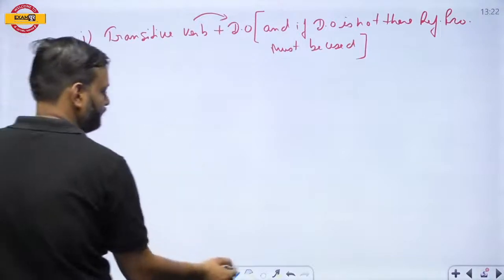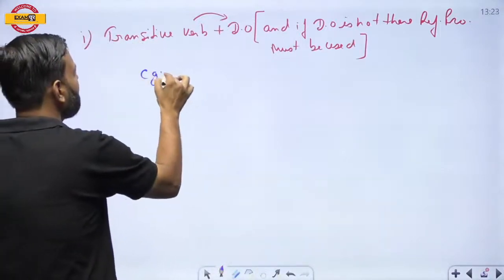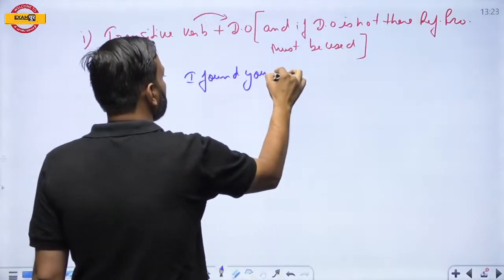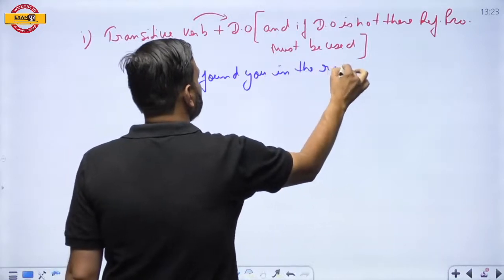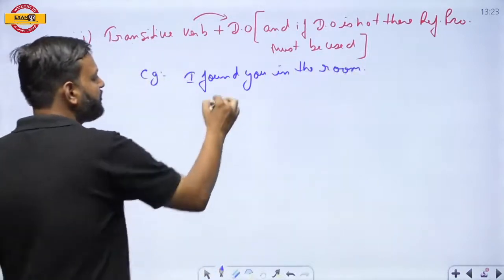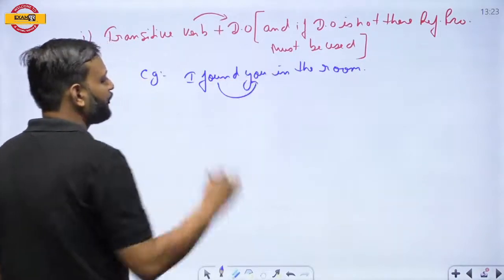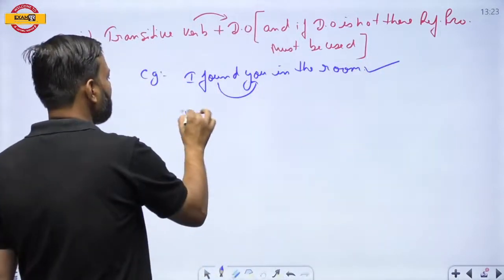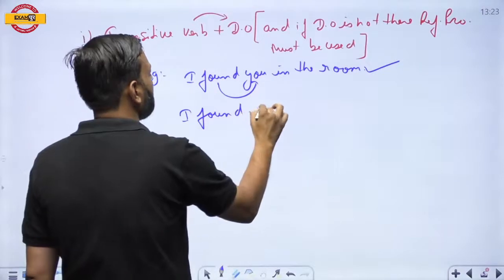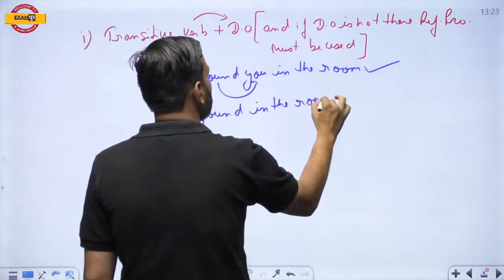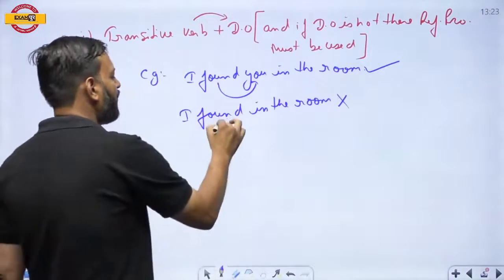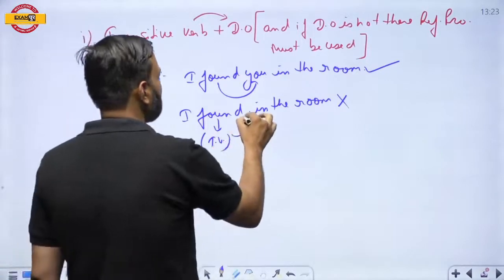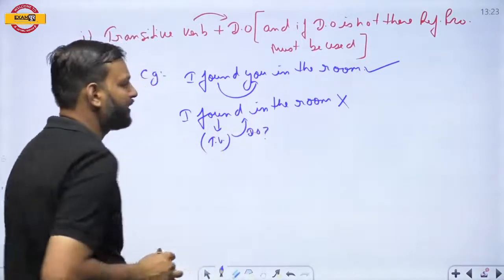For example, if I write, I found you in the room, in this sentence found is followed by the direct object you. So this sentence is absolutely correct. But if I write, I found in the room, now this sentence is wrong, because found is a transitive verb and it must be followed by a direct object, but there is no direct object after it. So this sentence is wrong.